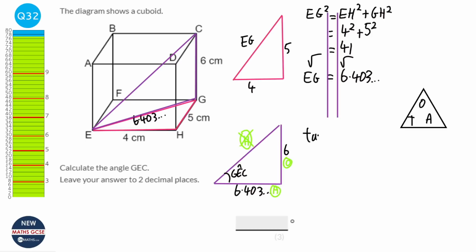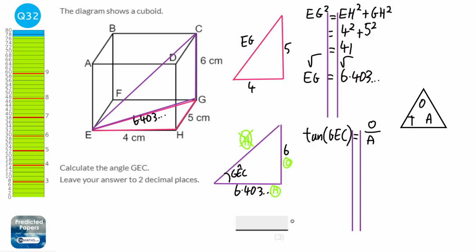So we have tan GEC equals, and that's the angle, equals the opposite over the adjacent. And let's put our tramlines in. Okay, so let's just put in what the opposite is. The opposite is 6, and the adjacent is that 6.403, etc. And I'm keeping it in my calculator so I can make sure that I don't lose any accuracy.